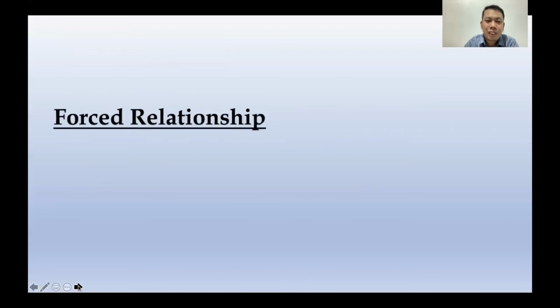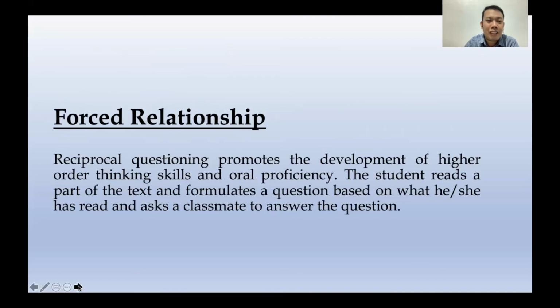Okay, so another is force or relationship, di ba? So sapilitan na ginawa. But reciprocal questioning promotes the development of a higher order thinking skills in oral proficiency. So the students read a part of the text and formulate questions based on what he or she has read and ask a classmate to answer the question. So your classmates will be the ones to raise questions, and then your classmates will be the ones to answer the question. So still it is student centered, no?